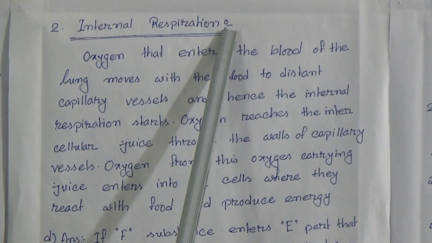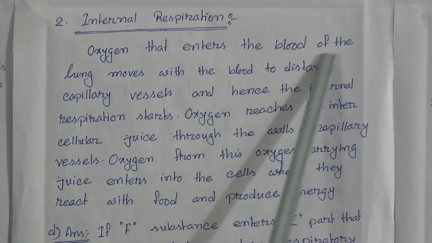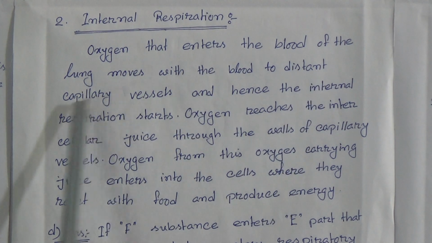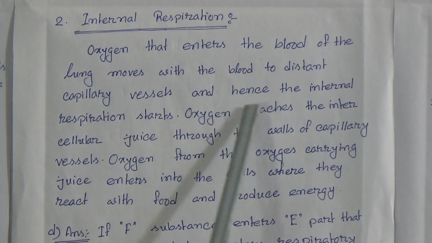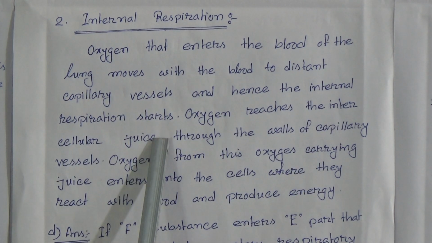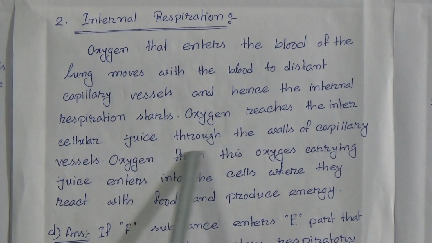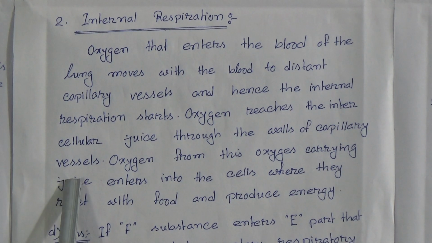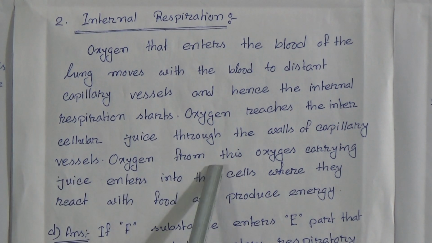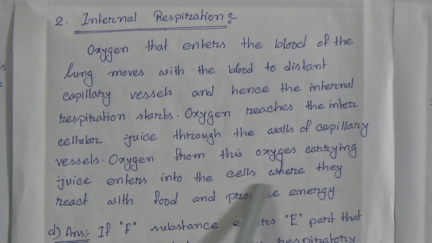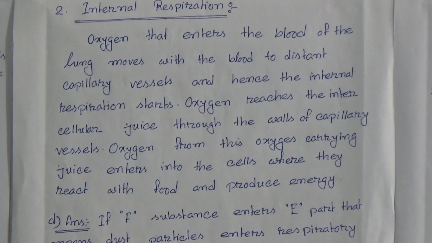Now internal respiration. Oxygen that enters the blood of the lung moves with the blood to distant capillary vessels, and hence internal respiration starts. Oxygen reaches the intercellular juice through the walls of capillary vessels. Oxygen from this juice enters into the cells, where it reacts with food and produces energy.